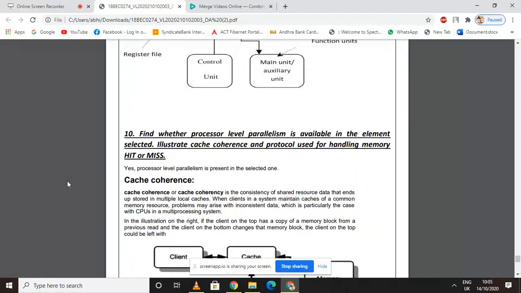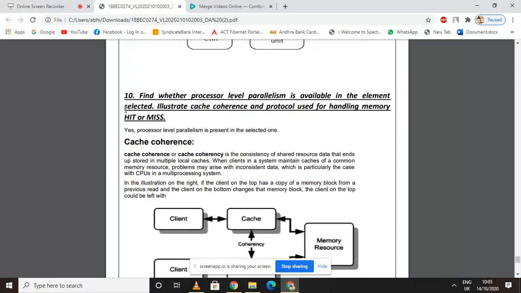So, coming to the last question, finding whether processor level parallelism is available in the element selected or not. Yes, the processor ATmega128 has processor level parallelism available, and it is present in the selected one.